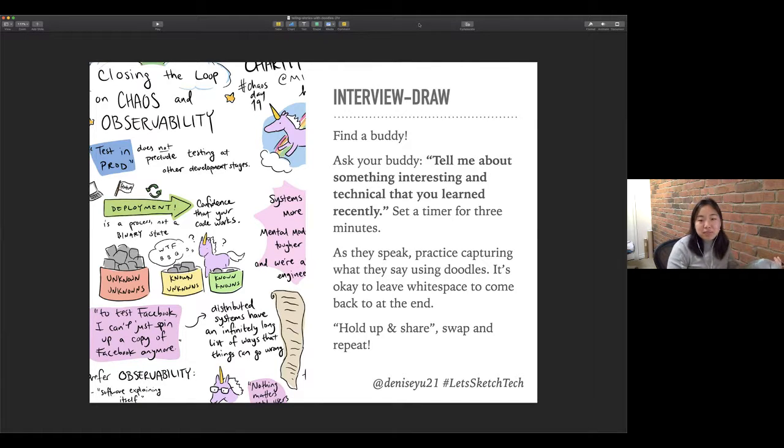You can basically interview that person, ask them to talk a little slower, and ask them, tell me about something interesting or technical that you've learned recently. Set a timer for a fixed length of time and make sure that timer is in a place where you can both see it. So if you're using Zoom, maybe do a screen share of a browser, Chrome or a Google timer or something like that. And as they speak, just try to practice capturing some of what they say, using some of the doodling techniques we've learned today. If they want to do this as well, you can swap and make them doodle what you are talking about. I've done this a couple of times.